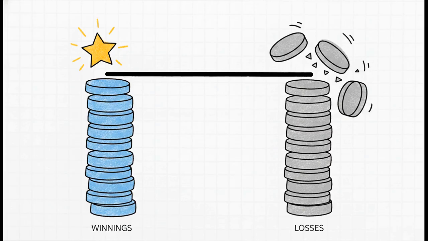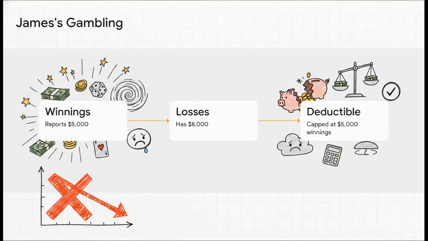But you have to pay close attention to this incredibly strict rule. Gambling losses are deductible only up to the amount of your reported gambling winnings. Your losses can never exceed your winnings. You can't use a bad night at the casino to offset your regular W-2 day job income. Let's slowly build out an example to see exactly how strict this rule really is.